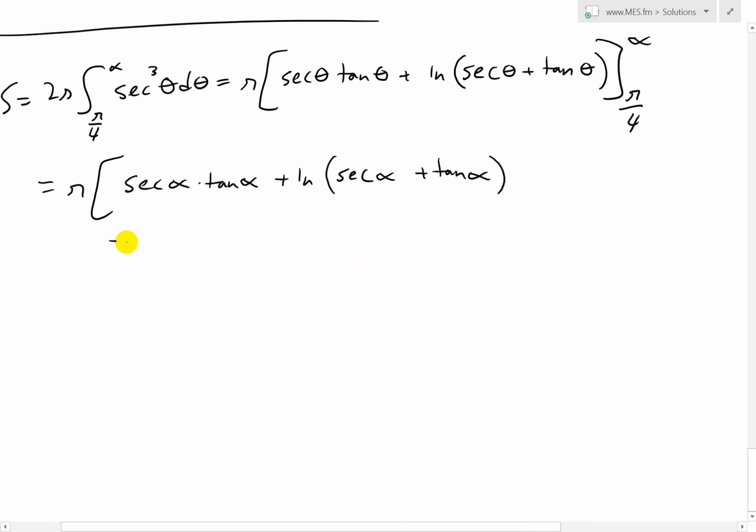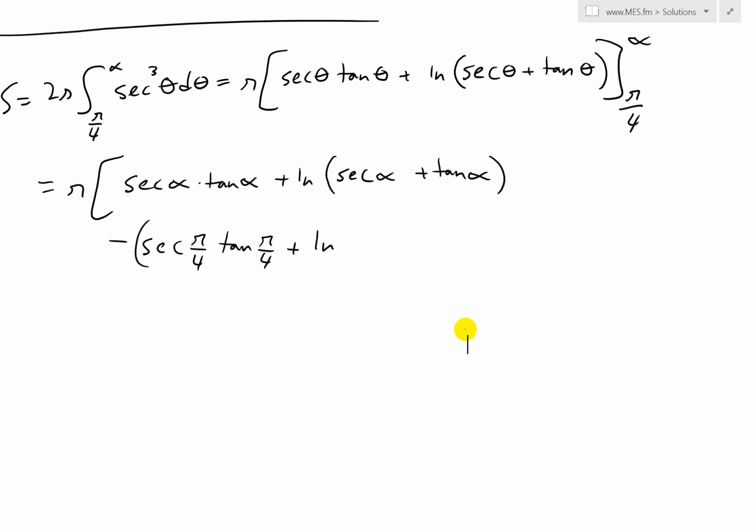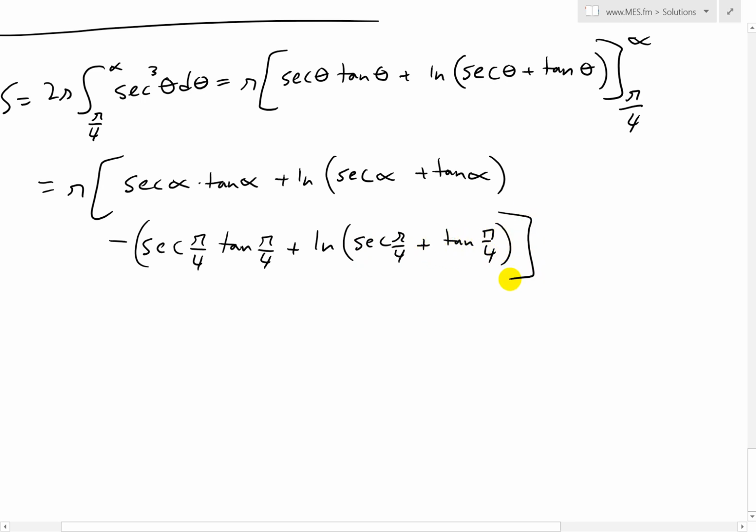And then continuing further, subtracted by secant pi over 4 times tan pi over 4, put in the bracket like that, plus ln of secant pi over 4 plus tan pi over 4.